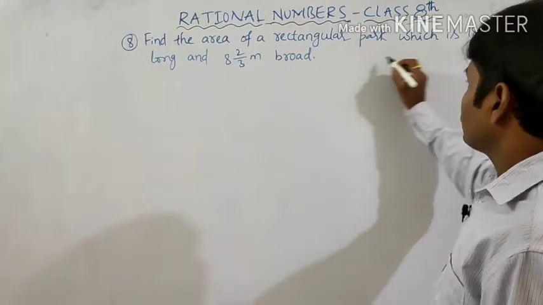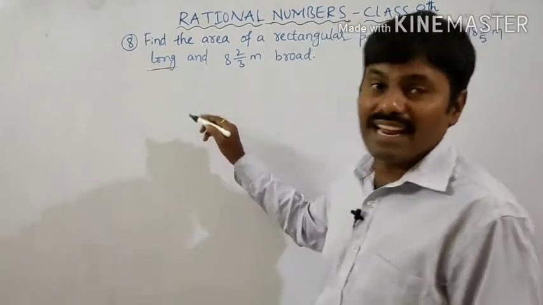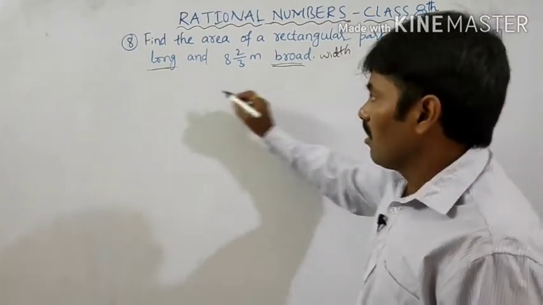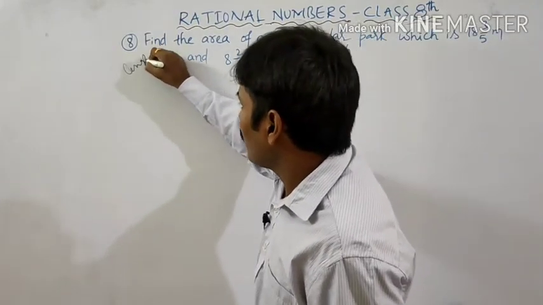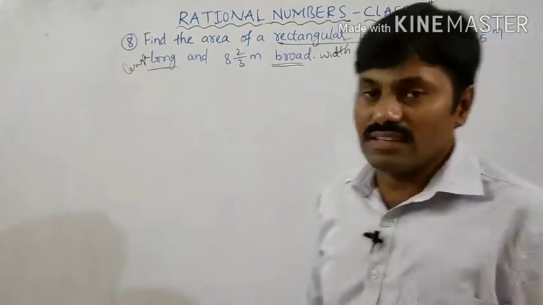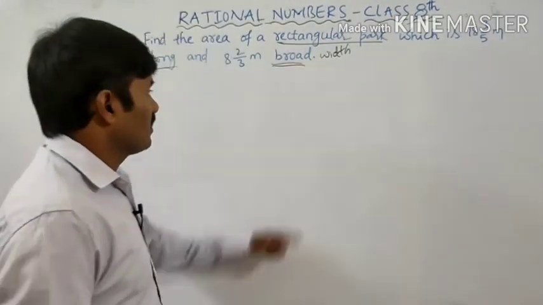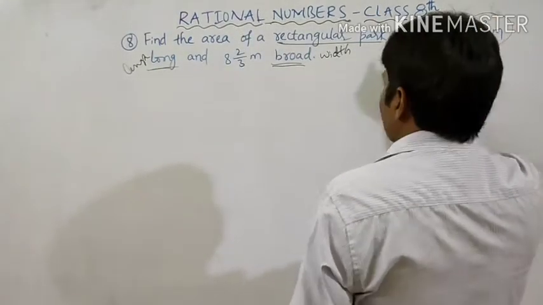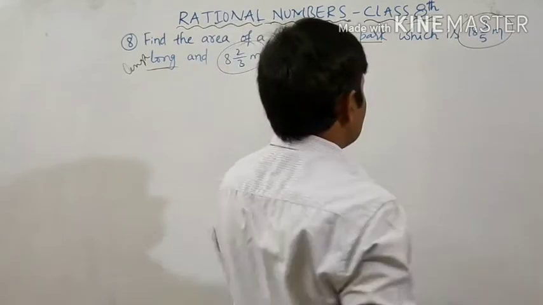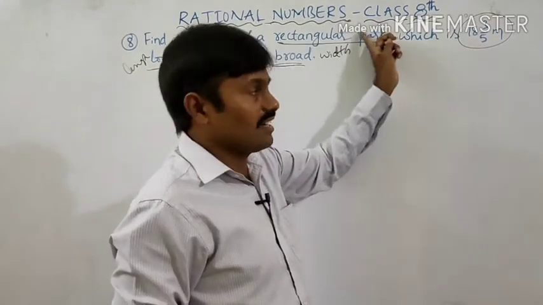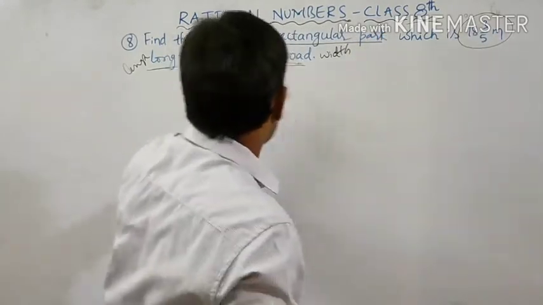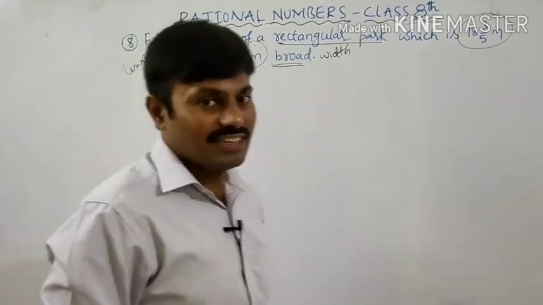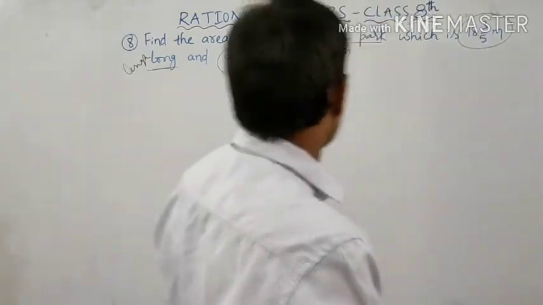Here, what is the meaning of long? Long means length, and broad means width. So the length and width of the rectangular park are given. The length of the rectangular park is 18 3/5 meters, and the breadth of the rectangular park is 8 2/3 meters. Okay, clear?